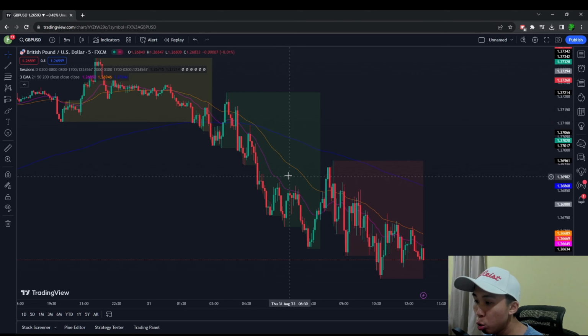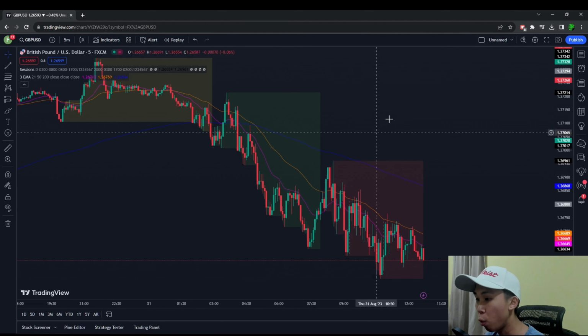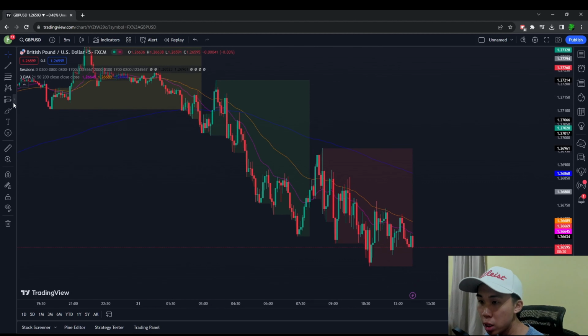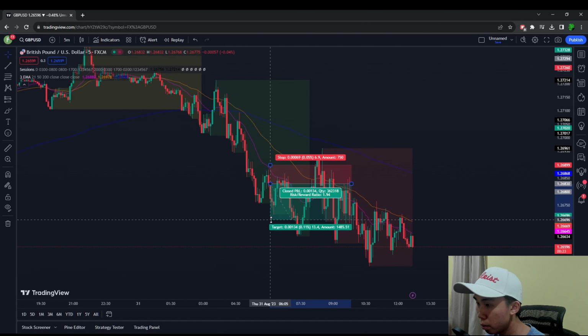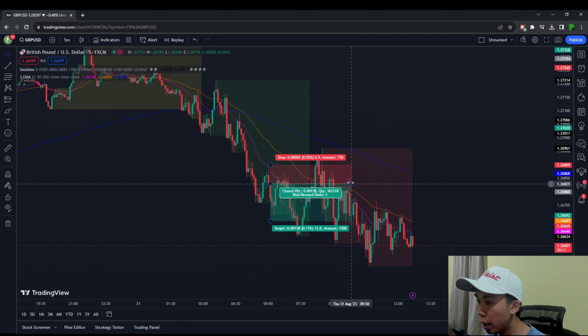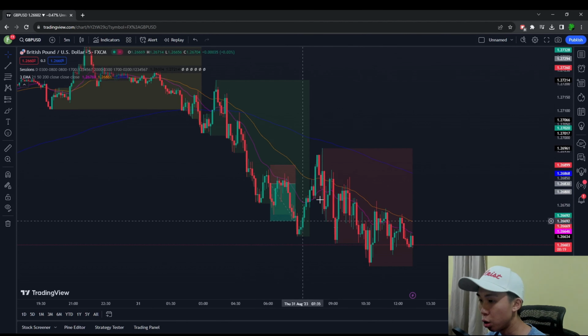back up to retest the 21 moving average. So what I'll do is I'll take the sell here, place my stop loss above this, and have a 1 to 2 risk to reward. And look what happened. I hit take profit. So do you see this?